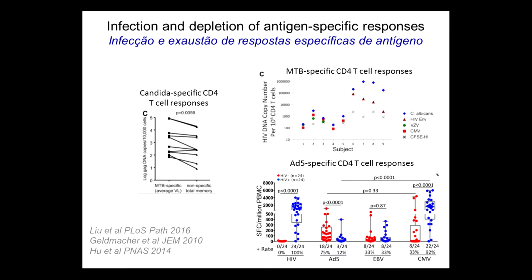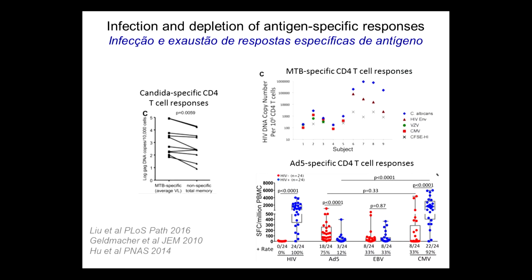And then here we are seeing that the adenovirus 5-specific responses are also infected and depleted. So HIV is not only going for certain memory subsets, but certain specificities are also preferentially infected and depleted.